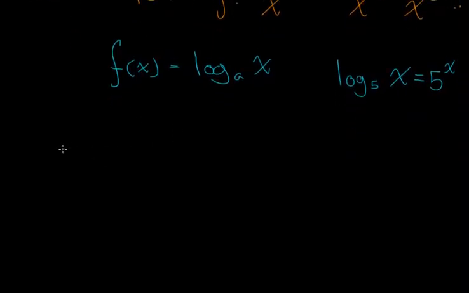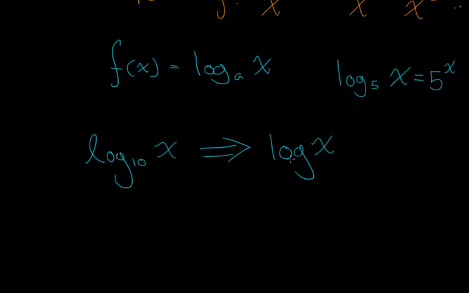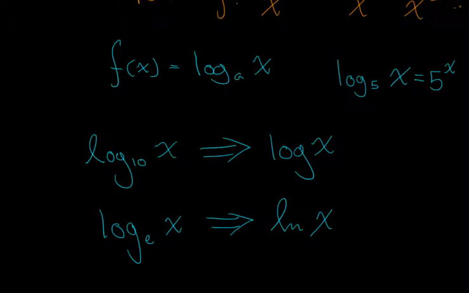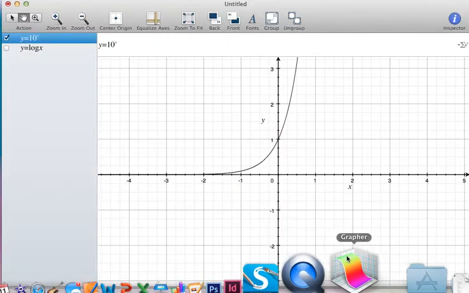There are a few little conventions, I guess you could call them. Log to the base 10 of x, people just normally write log of x. It's implied that it's base 10. Log base e of x is a special one, and that log changes into natural log. Whenever I write this, I always say "line," I don't know why, but it's just ln of x. Okay, so now I'm going to show you the graphs of these functions.